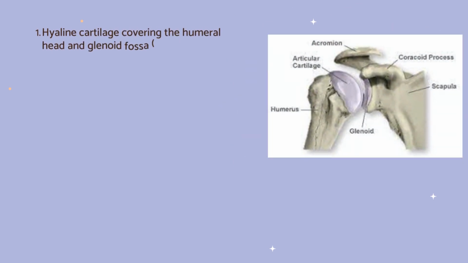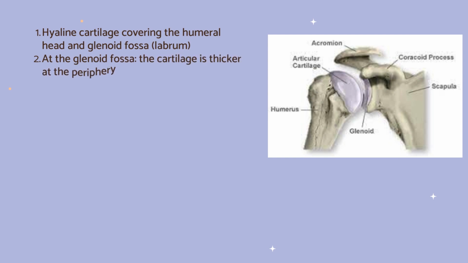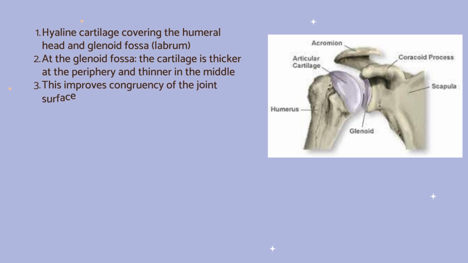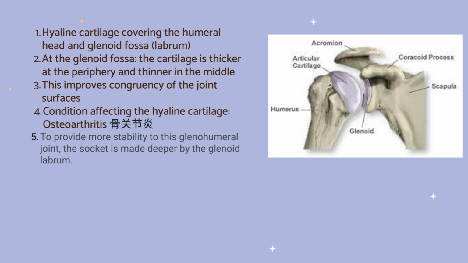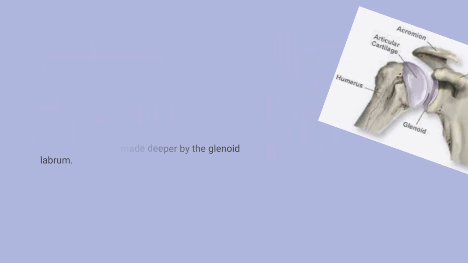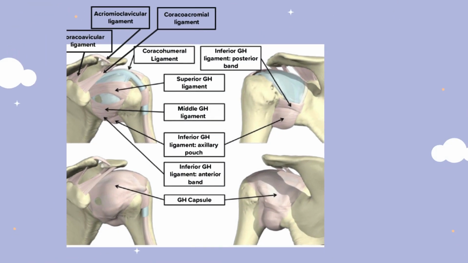Several ligaments support and stabilize the glenohumeral joint, including glenohumeral ligaments, a group of ligaments that reinforce the anterior aspect of the joint capsule, providing stability to the front of the shoulder. Coracohumeral ligament connects the coracoid process of the scapula to the greater tubercle of the humerus, supporting the upper part of the joint capsule. Transverse humeral ligament holds the long head of the biceps tendon within the intertubercular groove of the humerus.